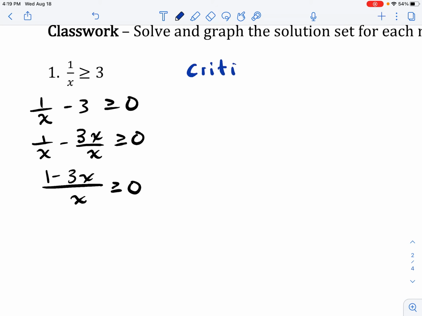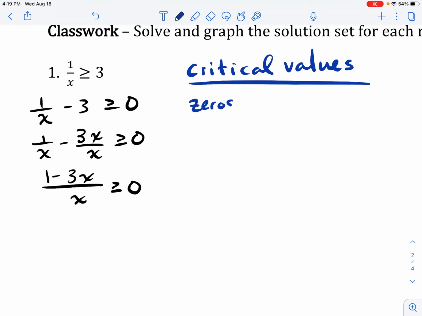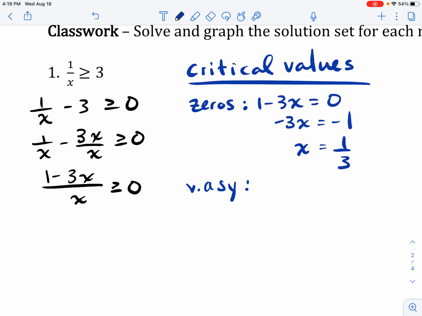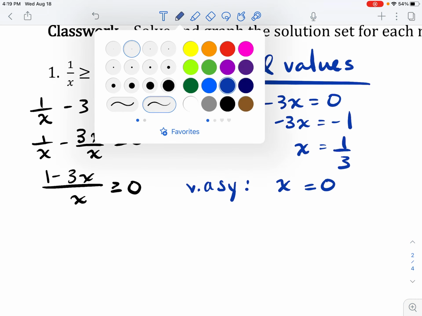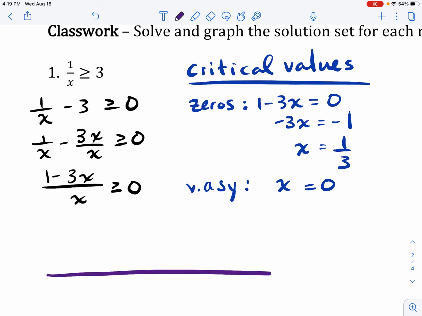Step 2, I'm going to do it in a different color. Now I'm going to find my critical values. So my zeros are where my function is equal to 0. So I'm going to set 1 minus 3x equal to 0, negative 3x is equal to negative 1, and x is equal to 1/3. My other critical values are my vertical asymptotes, or where my function is undefined. So I set my denominator, which is x, equal to 0, and there's my second critical value. On my number line, I can mark 0 and 1/3. These are the places where my inequality may potentially change signs.